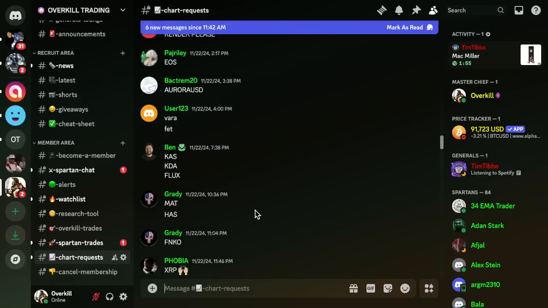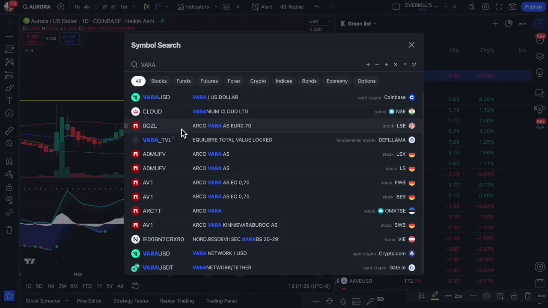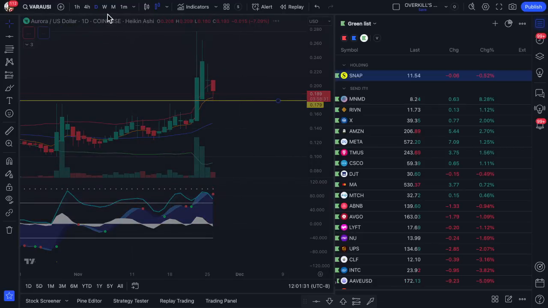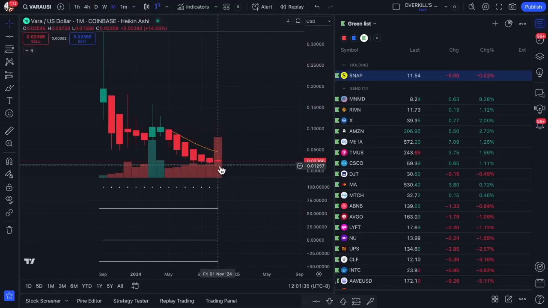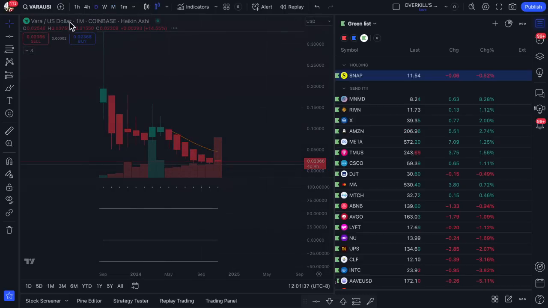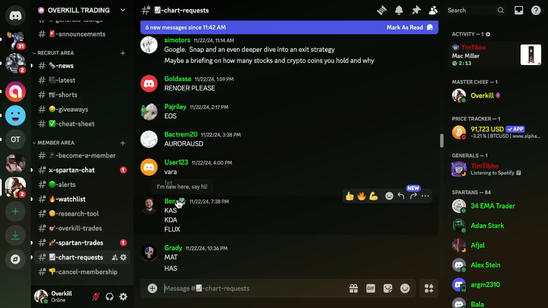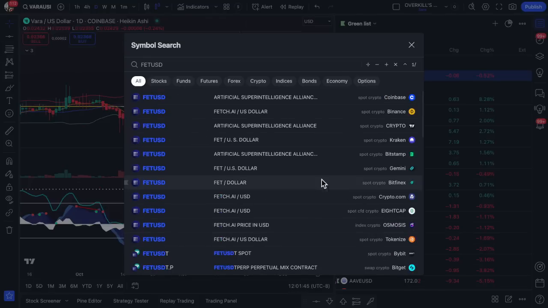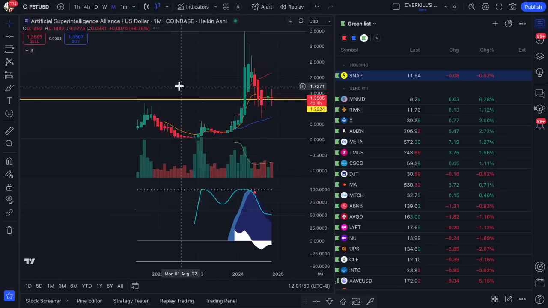Holy smokes, dude. I don't know if I can cover all these today, guys. Vara. I'm going to go rapid fire on these. Vara looks like another cryptocurrency. Okay, it's red on the monthly. It's putting in a pretty interesting pattern here. I put a stop loss on this one at 0.023 there. I'm going to go rapid fire because we have a ton of requests rolling in, guys. Ton of requests rolling in here.